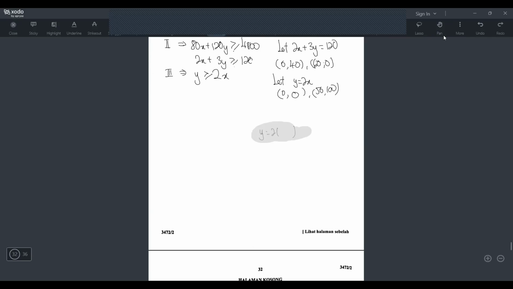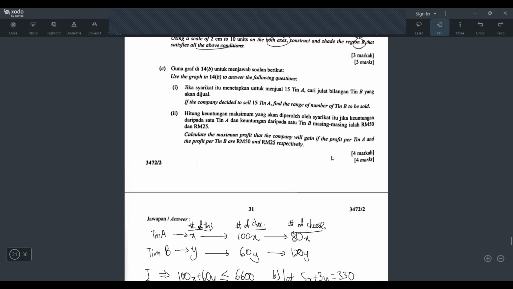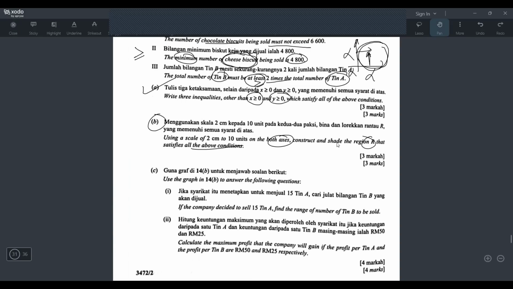Now we can shade the region. The question will always ask us to shade it. So you see here, construct and shade the region R. So we must shade.